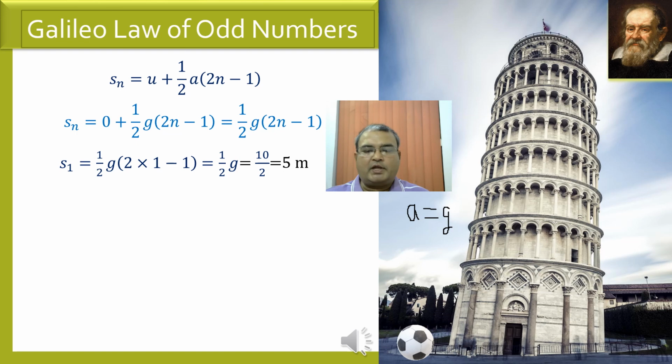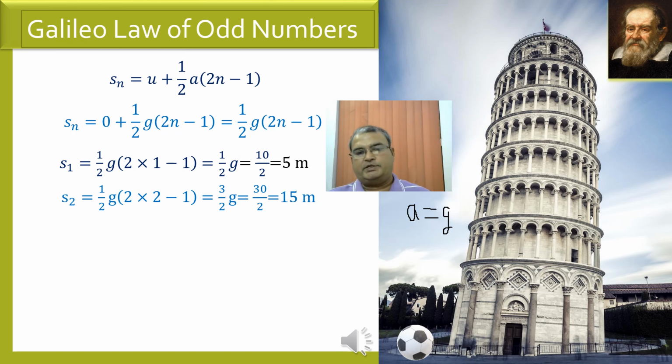Similarly, we can calculate in the second second of the journey, S2. What are we going to put? You just think a while, n equal to 2. That's why 2 into 2 minus 1, that's 3. The 3 by 2 g. g is 10, it is 30 by 2. What are we getting? 15 meter.